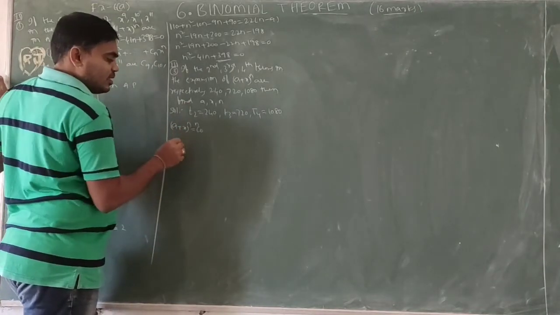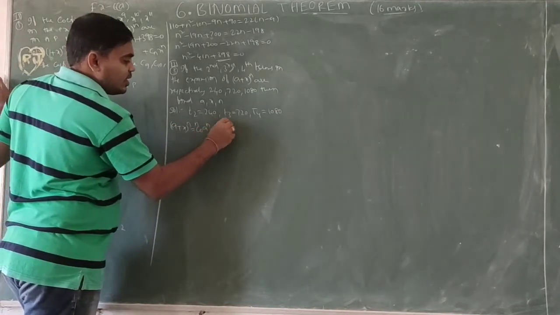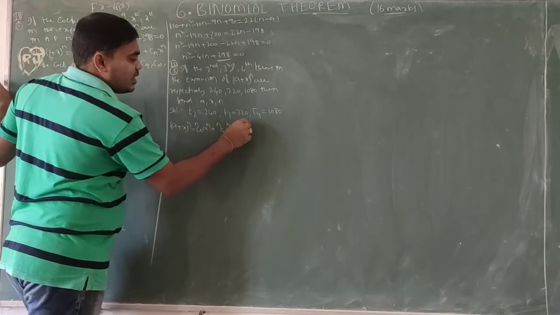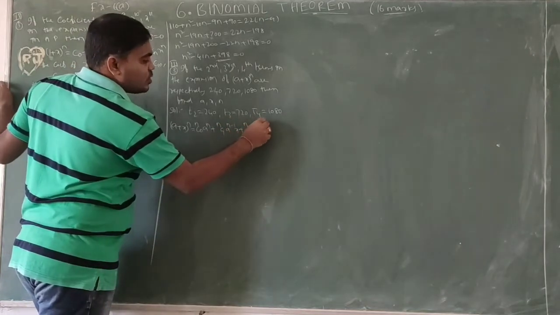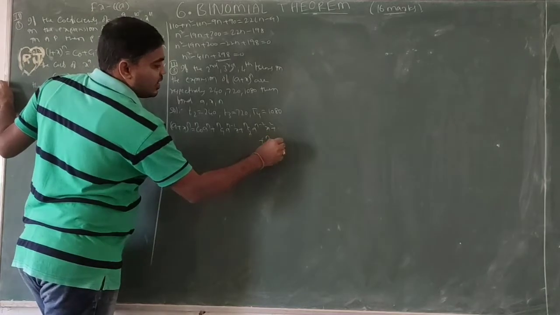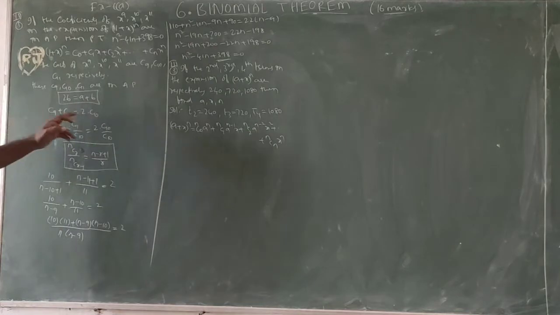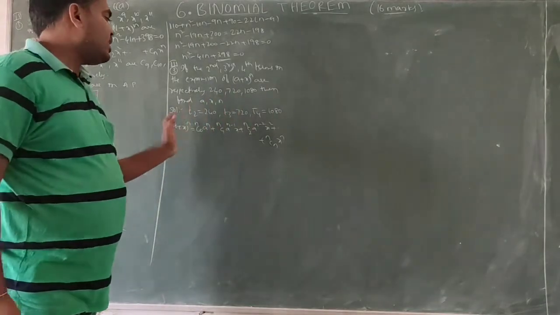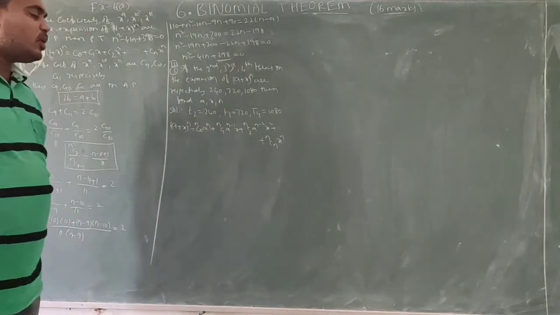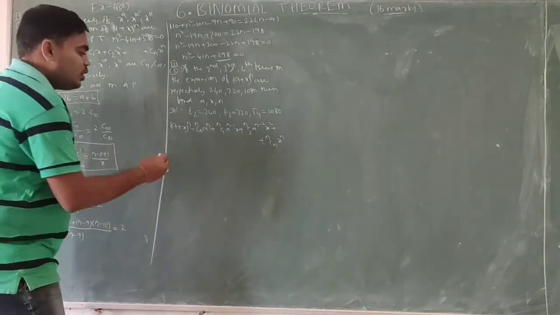NC0 a power n, plus NC1 a power n minus 1 x, plus NC2 a power n minus 2 x square, and so on up to NCn x power n. This is the expansion. The first term's powers are decreasing, the second term's powers are increasing. Now, this is the first term, this is the second term.